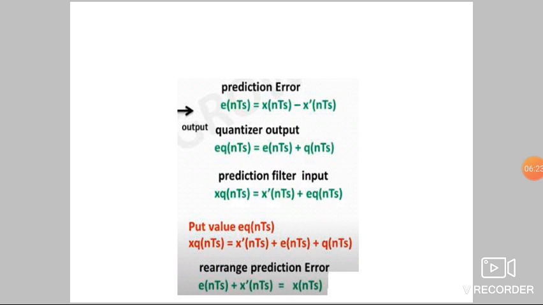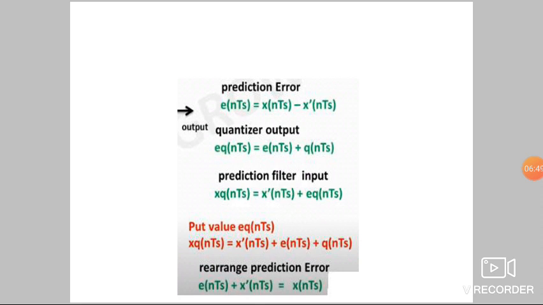The quantized error signal e_q(nTs) is very small and can be encoded by using a small number of bits. Thus, the number of bits per sample is reduced in DPCM. The quantizer output would be e_q(nTs) equals e(nTs) plus q(nTs). Here q(nTs) is a quantization error.